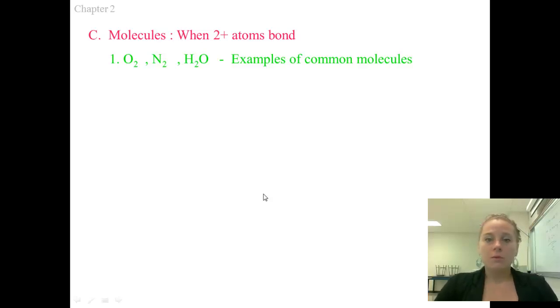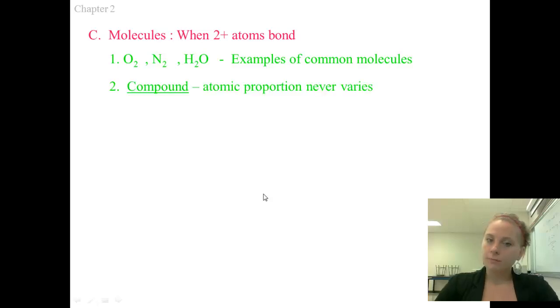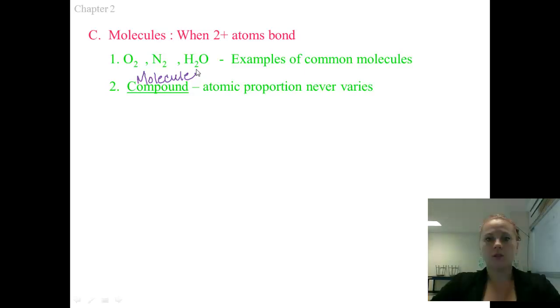Okay, so some common molecules. That's where you have more than 2 atoms chemically bonded together. When you have a compound or molecule, you're going to hear them interchangeably. So this could be molecule too. Not really a whole lot of difference. When you have a molecule or a compound, the atomic proportion is never going to vary. H2O is always H2O for it to be water. There's no variation on that amount. 1 oxygen, 2 hydrogens.